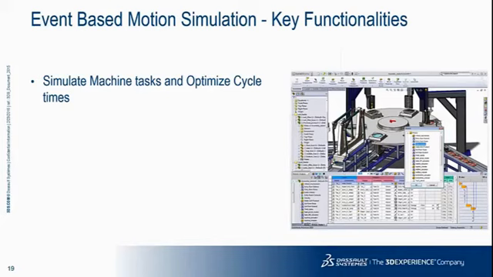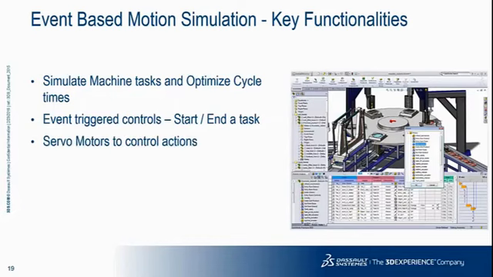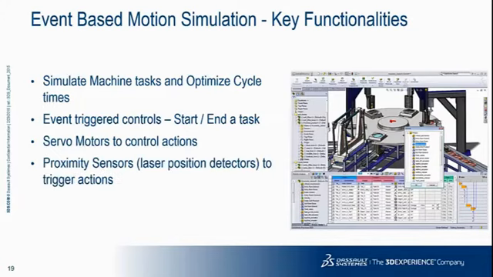So key functionality, you can simulate machine tasks, and you can optimize cycle times. You can create event triggers, all right, that show the start and end of a task. Servo motors control the actions. You can have proximity sensors, like we showed in the video there. And you can create Gantt charts, and you can also export all this information out to Excel. So again, event-based motion, it's in Simulation Professional.